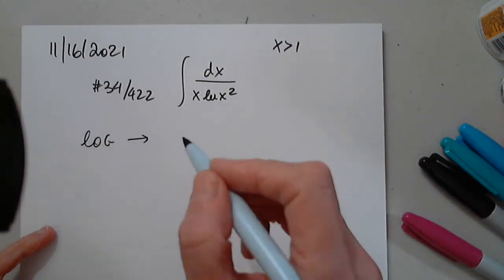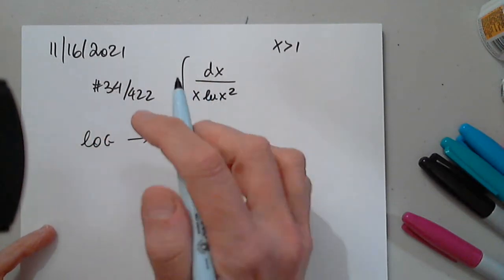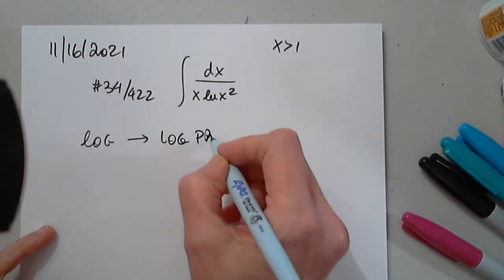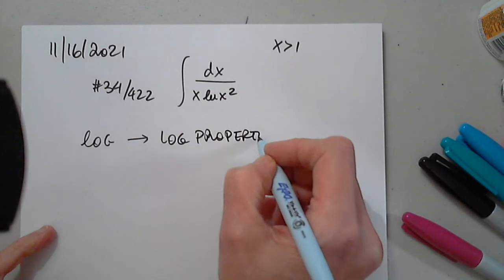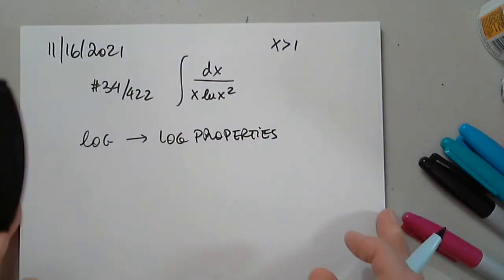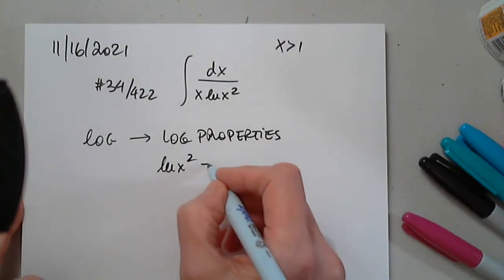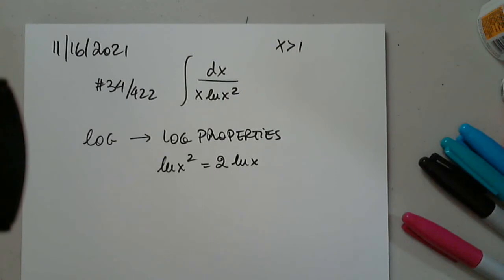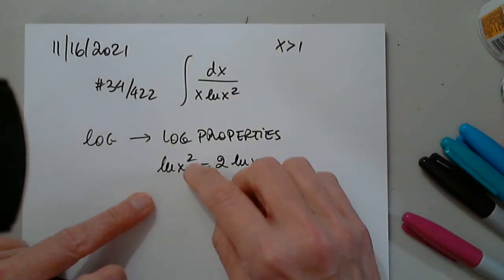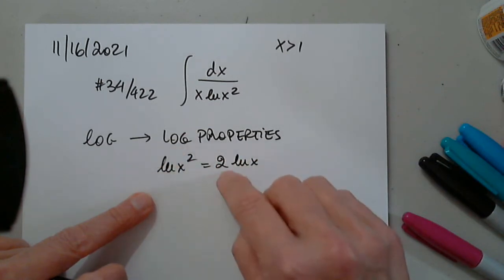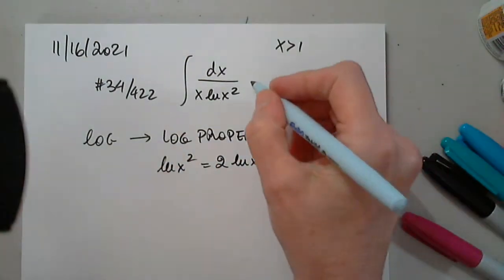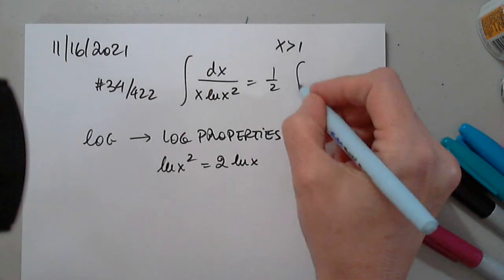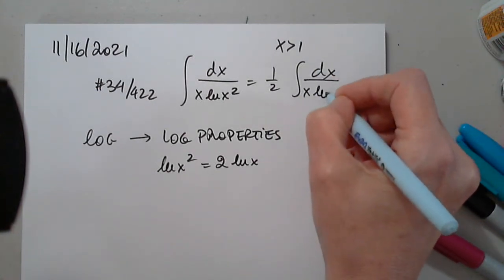In general, we have to have in the back of our minds at all times log properties. If this way looks weird, then write it like this. Because this is one of the properties of log: if log is applied to an expression with a power, the power goes in front as a factor. So the whole thing reduces to 1/2 the integral of dx over x natural log x.